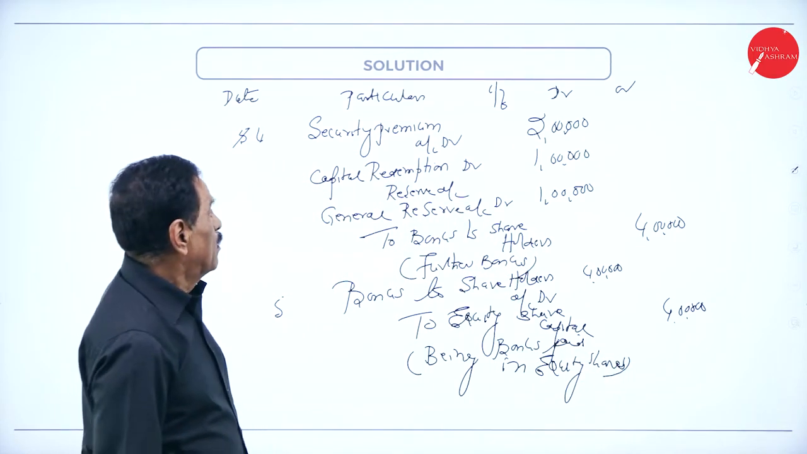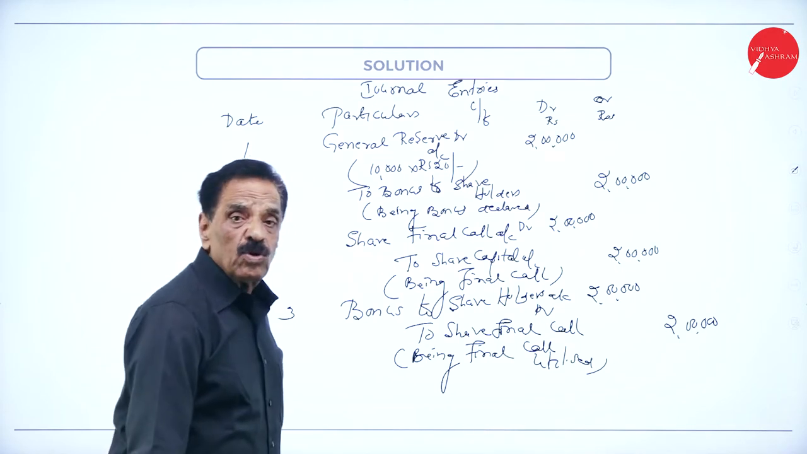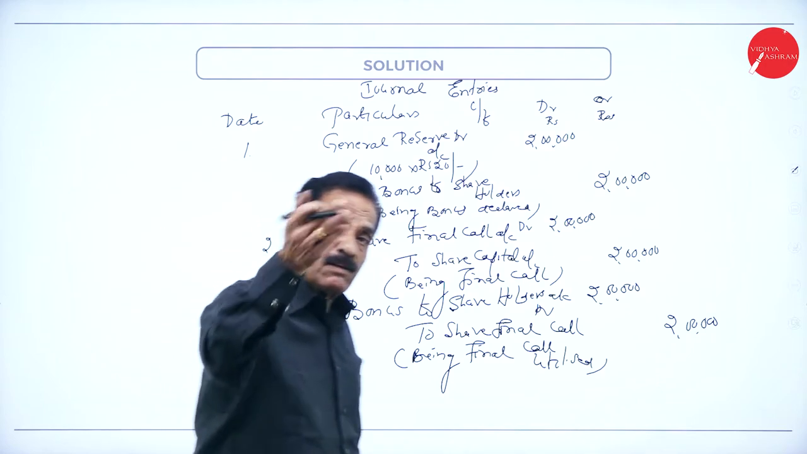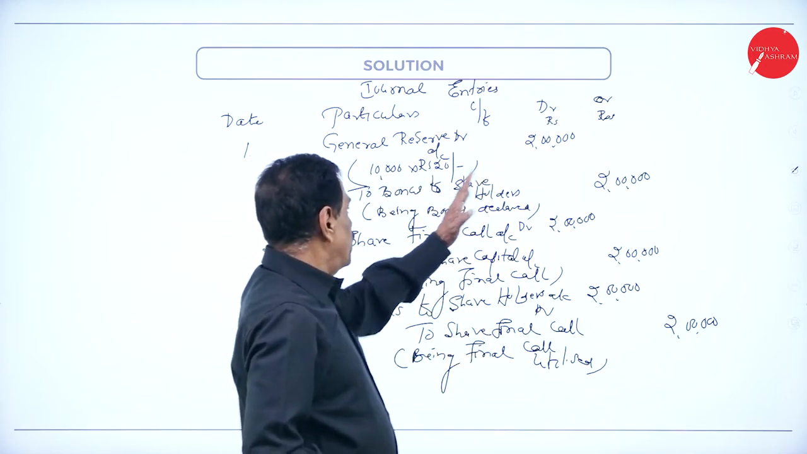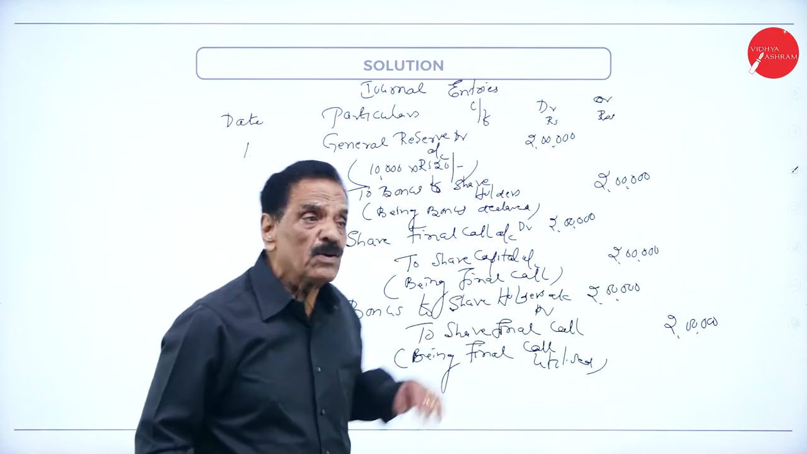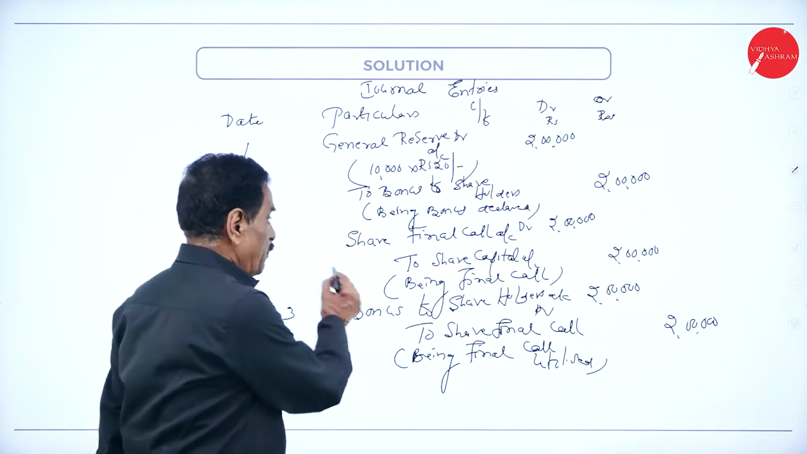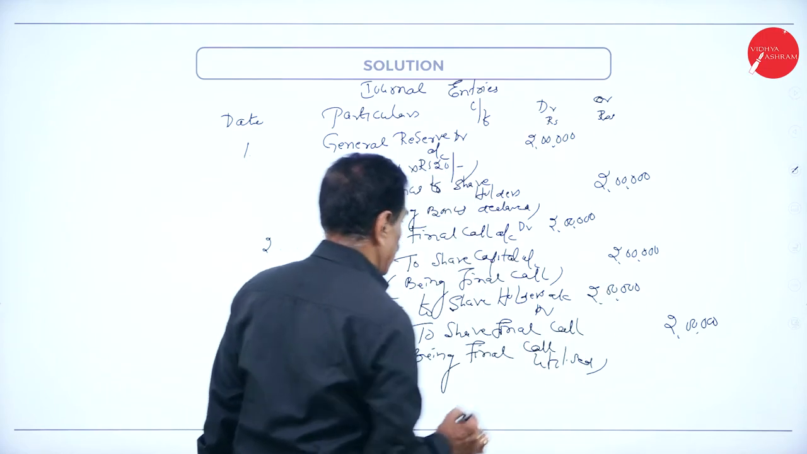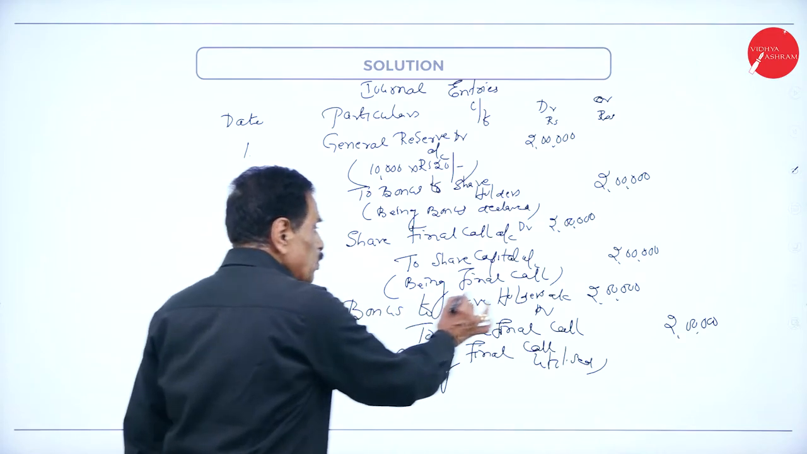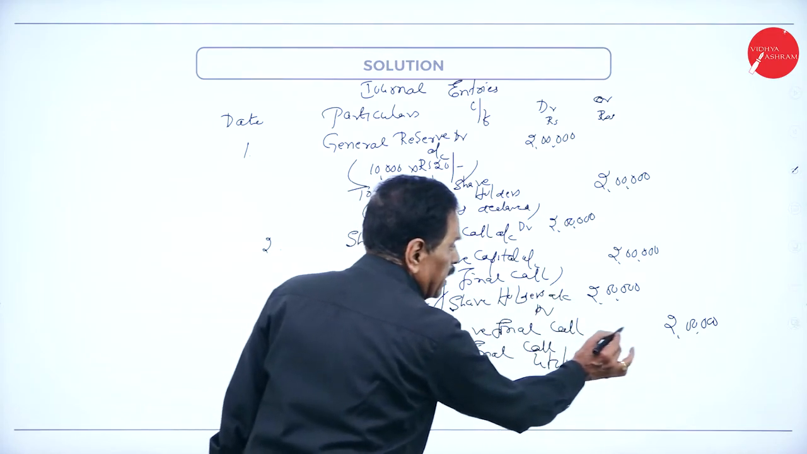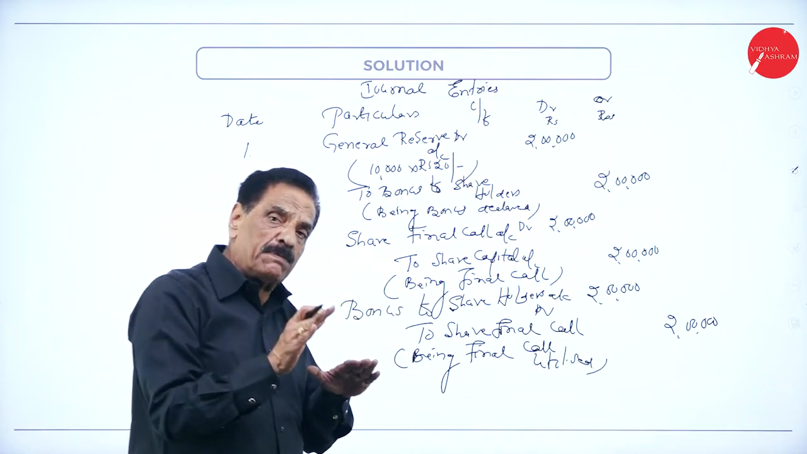See, 5 entries. I will go one by one. First one: partly paid share made fully paid share with the help of the general reserve. General reserve account debit to bonus to shareholder account. Then we make the final call: share final call account debit to share capital account. Paid them in the share of final call: bonus to shareholder account debit to share final call account. This is for partly paid share made fully paid share.